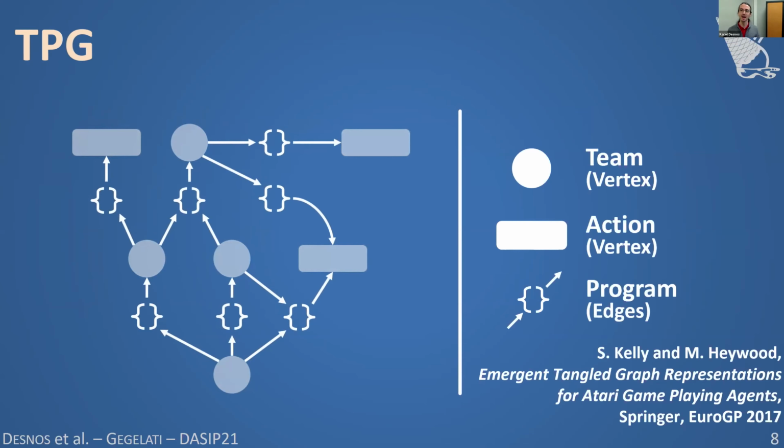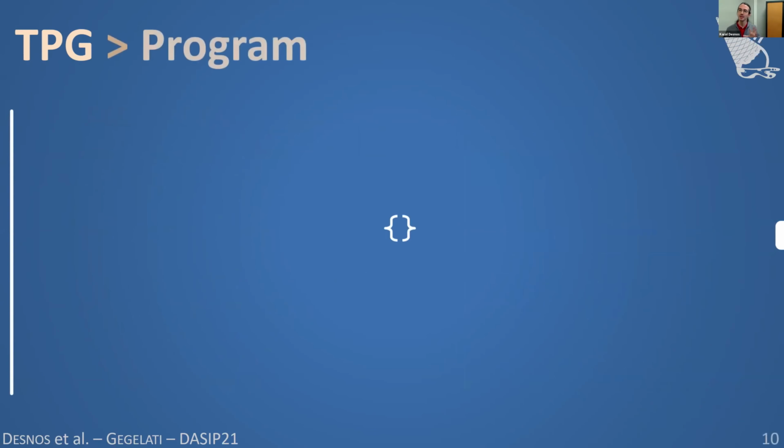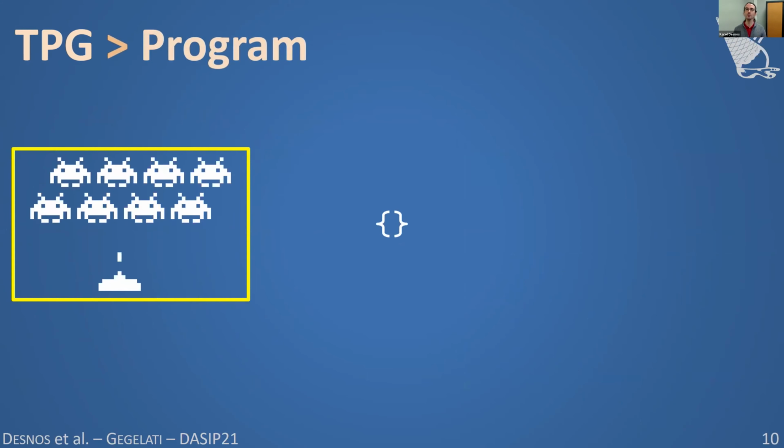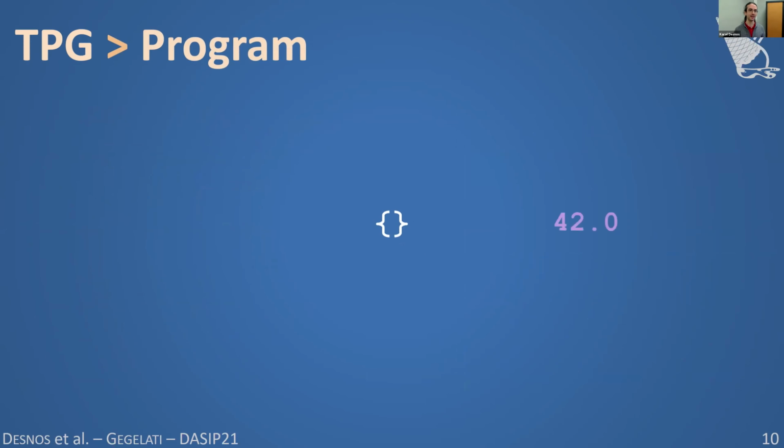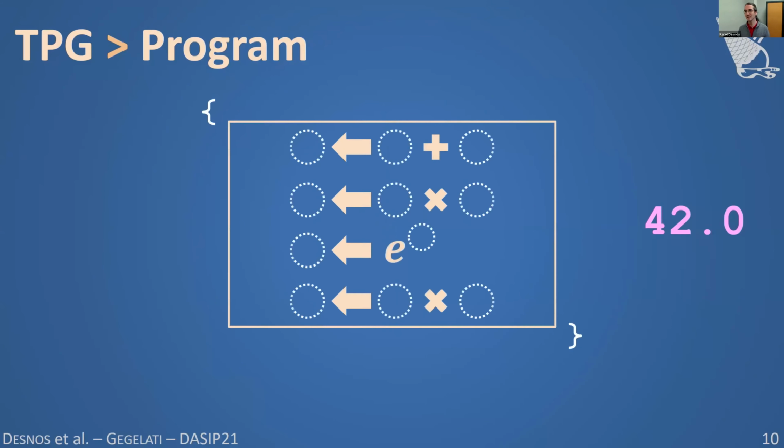In order to understand how a TPG works, we must first present how the programs inside the TPGs work. So let's have a look at the program. If we consider the program as a black box, each program will receive a copy of the state of the environment, it will process it, and it will produce a number as a result. You should not try to give any meaning to this number, it is just a number written by the program.